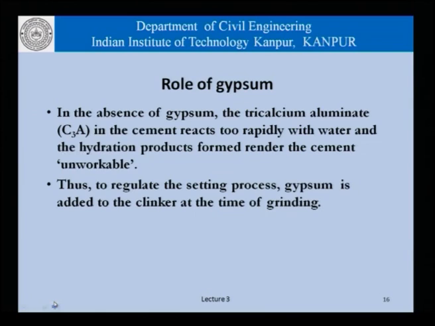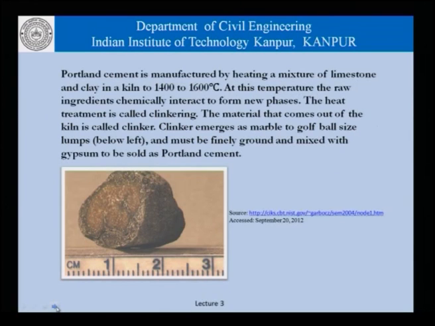Now, why is gypsum added? If it is not added, the tricalcium aluminate, that is C3A, which we will study later, in the cement reacts too rapidly with water, and the hydration products formed render the cement unworkable very quickly. So, it does not serve our purpose. Thus, to regulate the setting process, gypsum is added to the clinker at the time of grinding.